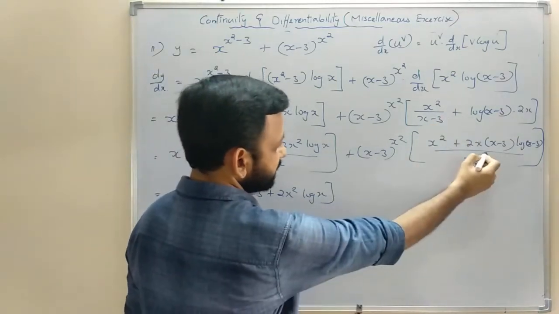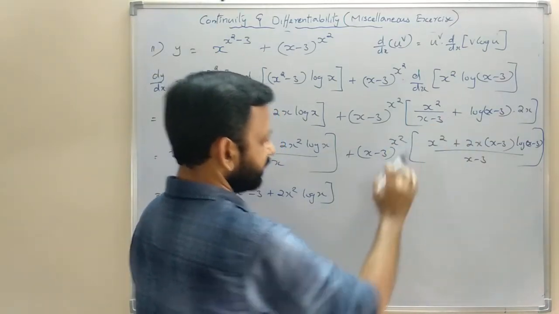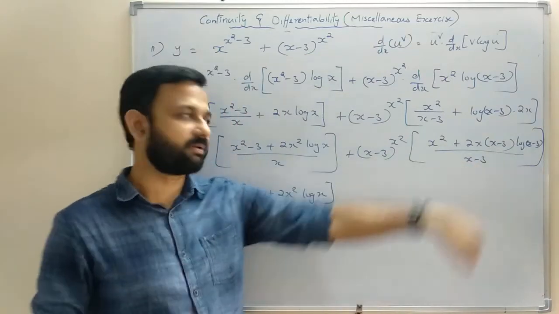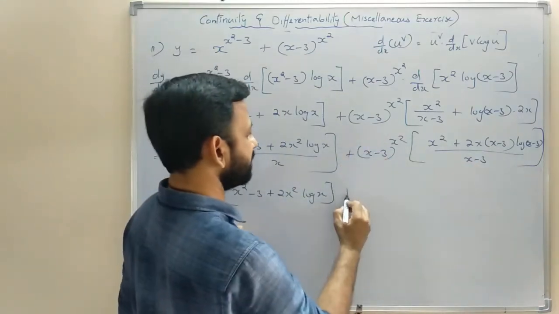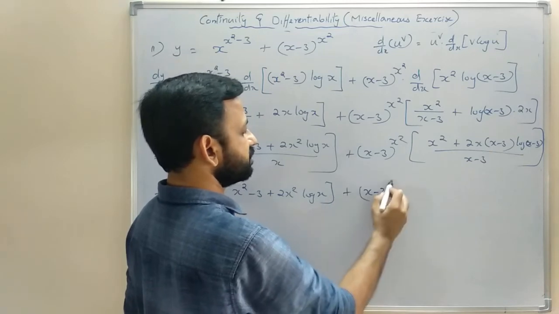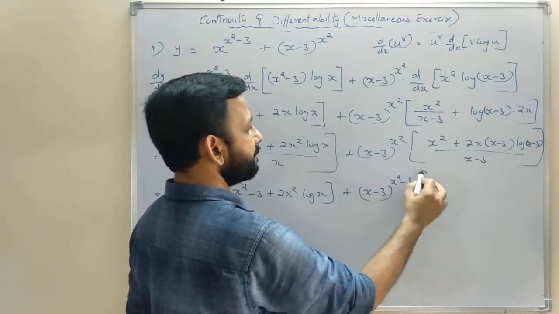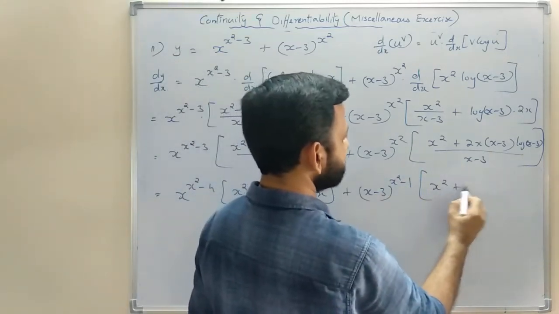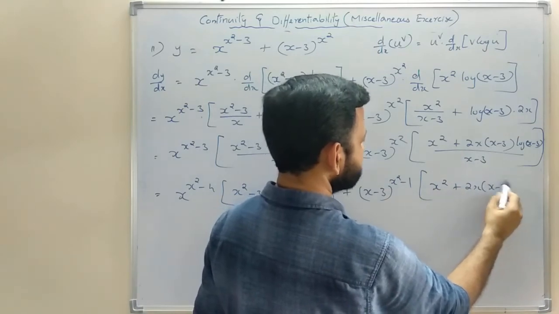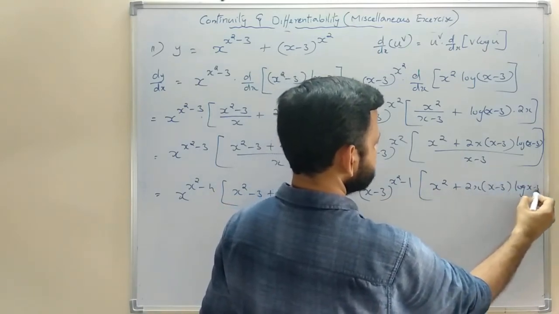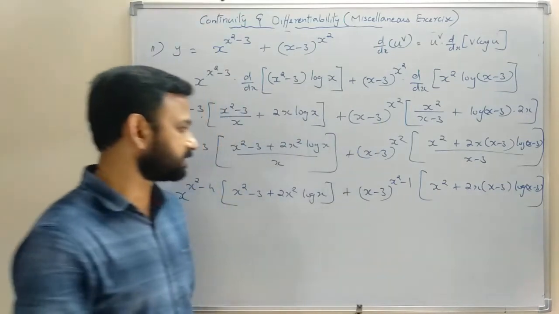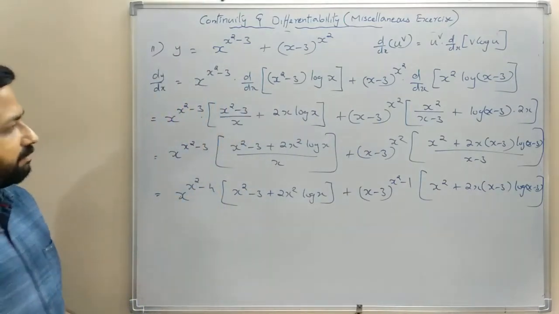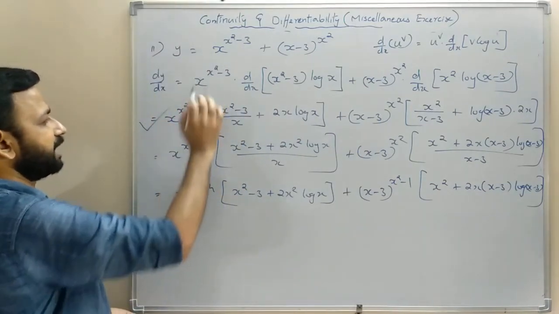When we combine, this is x minus 3 divided by 1. So a to the power m divided by a to the power n, that is a to the power m minus n. So we will get x minus 3 raised to the power x square minus 1. Inside the bracket, x square plus 2x into x minus 3 into log x minus 3. So this is one form of the answer. Backside answer you need to verify. I think that may be this one.